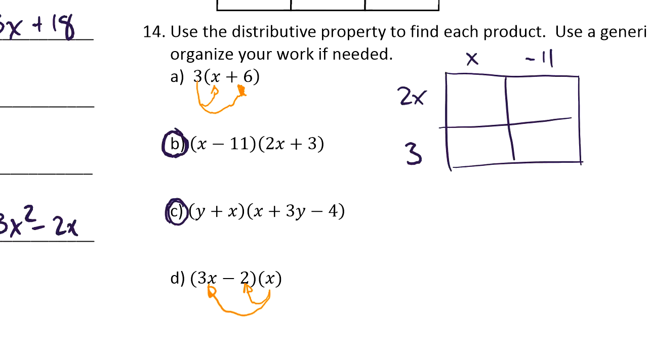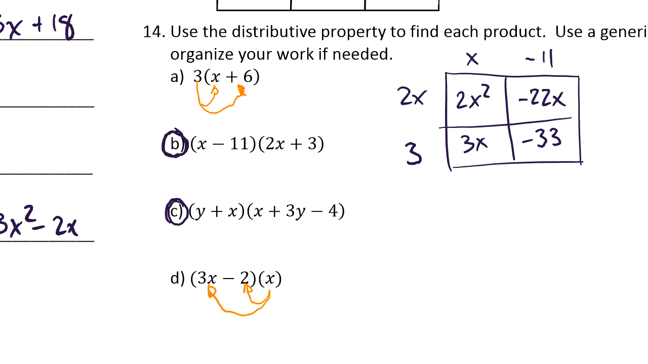And then I'm just going to multiply the row and column to fill in each one of the boxes, right? So 2x times x is 2x squared. 3 times x is 3x. 3 times negative 11 is negative 33. And then 2x times negative 11 is negative 22x.